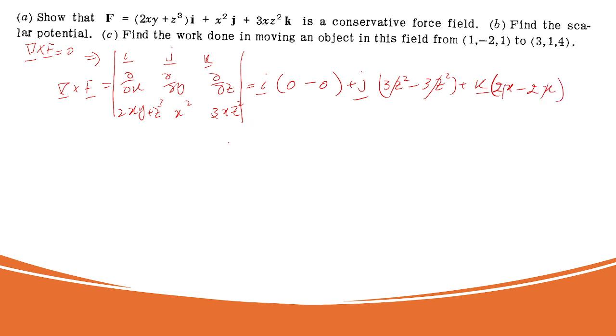So the curl of F is equal to the zero vector, 0 0 0, which implies that F is conservative.